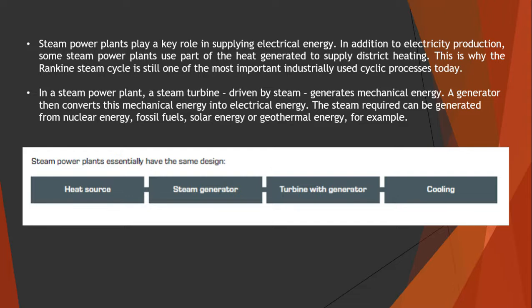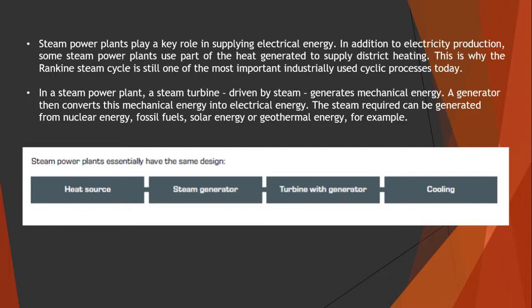Steam power plants play a key role in supplying electrical energy. In addition to electricity production, some steam power plants use part of the heat generated to supply district heating. This is why the Rankine steam cycle is still one of the most important industrially used cyclic processes today.